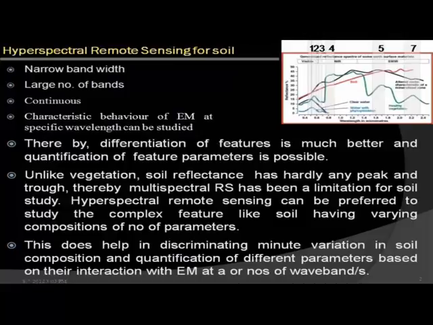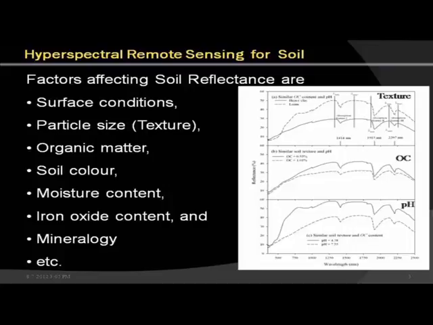So with these two limitations, the approach here is how hyperspectral remote sensing can help us characterize or estimate some soil parameters. Coming back to the spectral reflectance of the soil, there are a number of factors which affect the reflectance. The major parameters are surface conditions, particle size, that is the texture, organic matter, soil color, moisture content, iron oxide content, mineralogy, and there are some other parameters also, but these are all major.